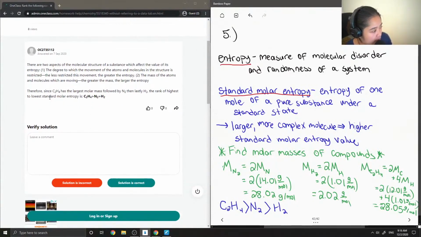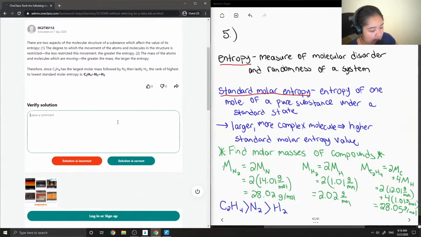So therefore, since ethylene has the largest molar mass, followed by nitrogen and then hydrogen, the rank of highest to lowest standard molar entropy is C2H4, followed by N2, lastly H2. Yep, so the solution is correct.